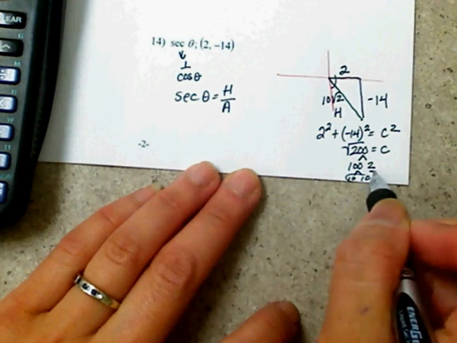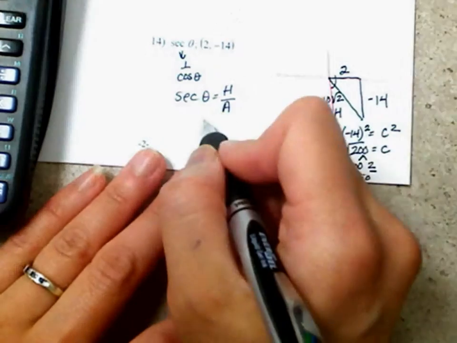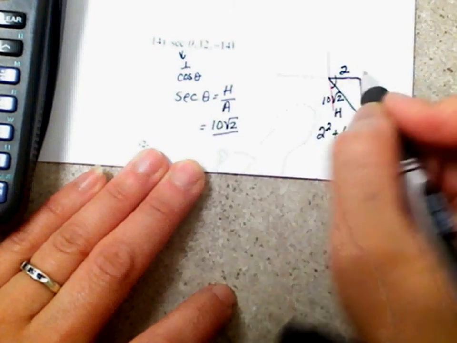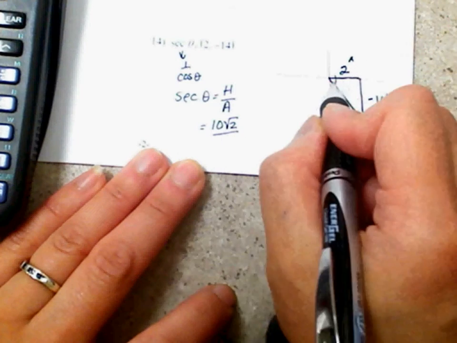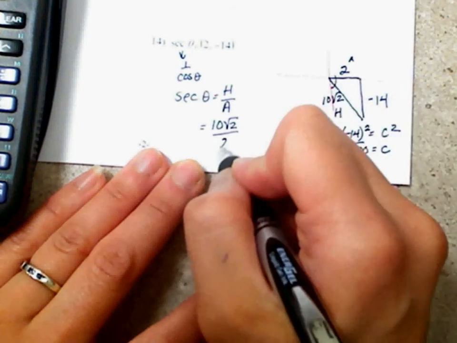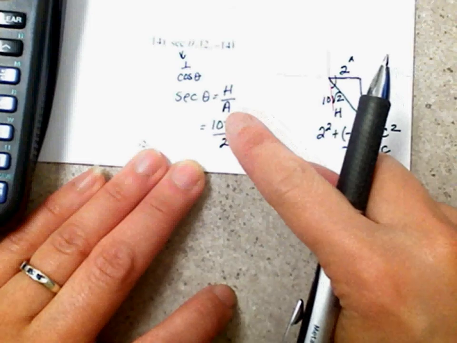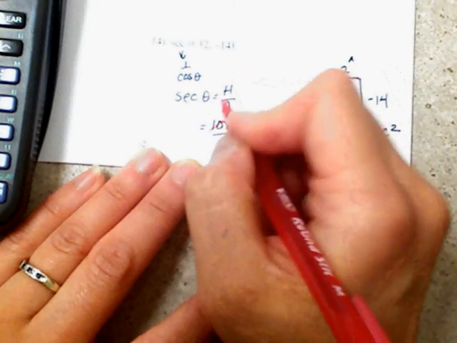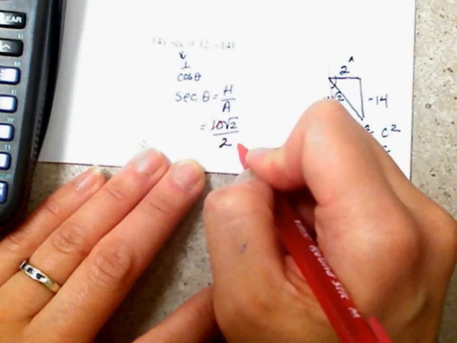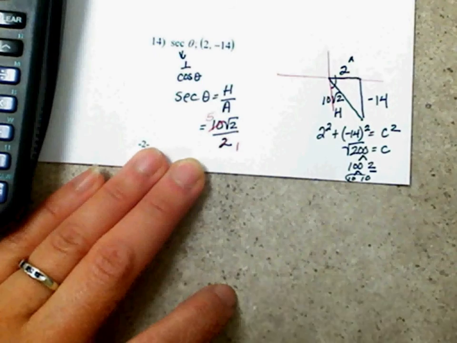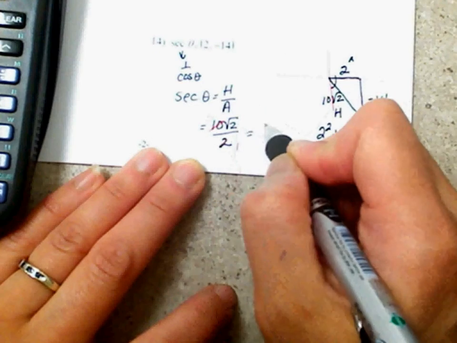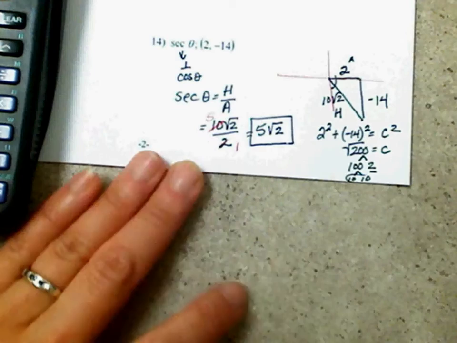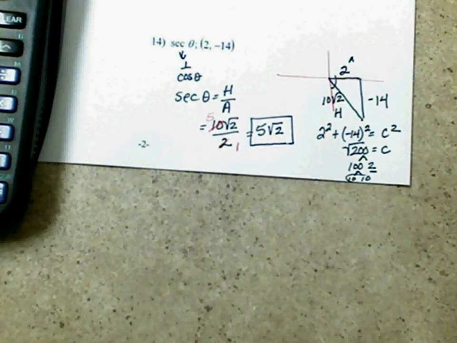So let's plug it in. Hypotenuse, 10 square roots of 2 over your adjacent. This is your adjacent, always next to the reference angle. 2. 10 over 2. 2 goes into both. So 10 divided by 2 leaves you 5. 2 divided by 2 leaves you 1. So your final solution, what you have left, is just 5 square roots of 2. Okay? Or 5 square roots of 2 over 1. And there you have your ratios.